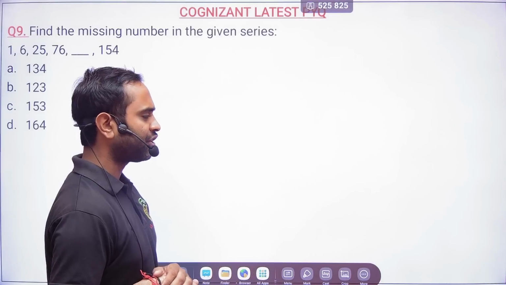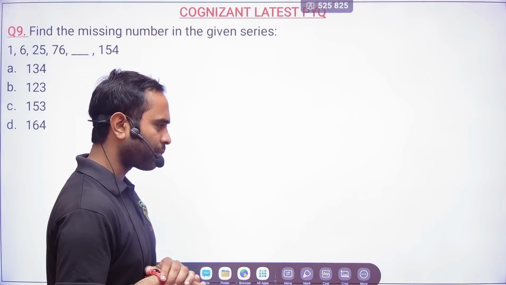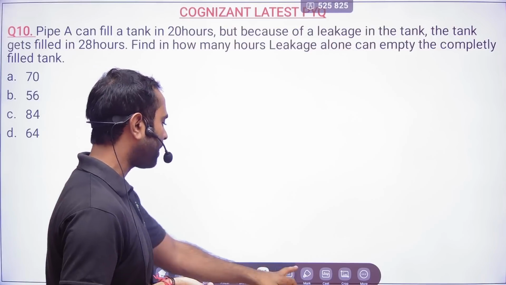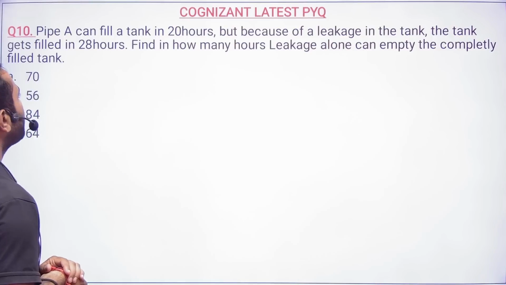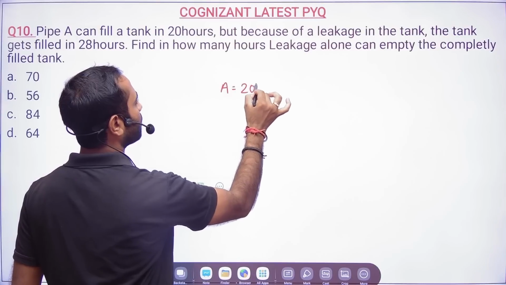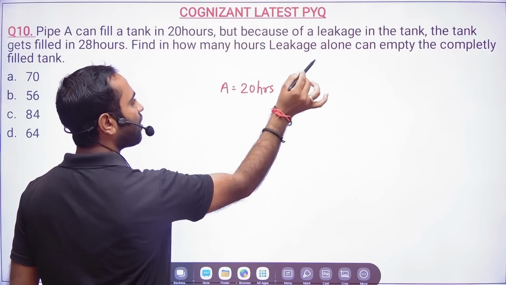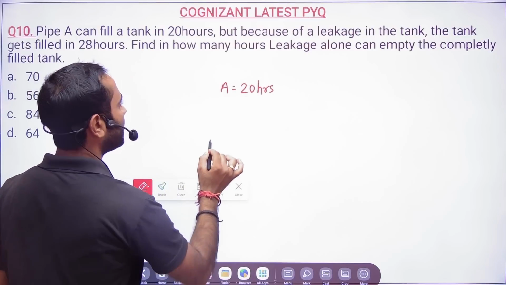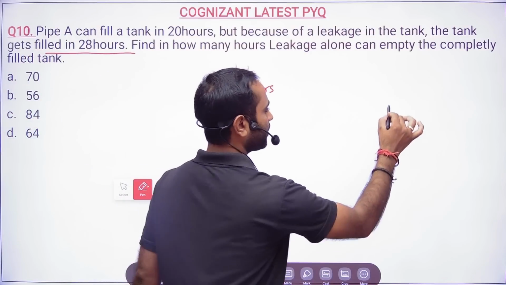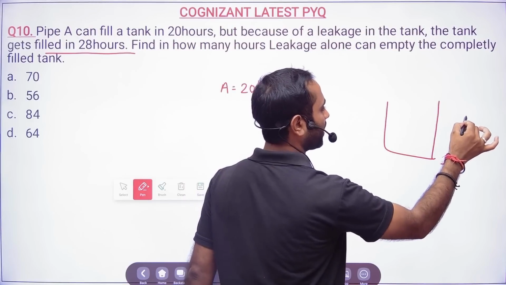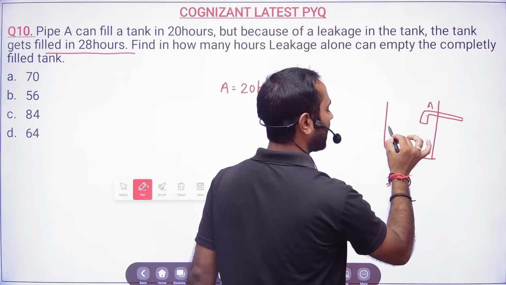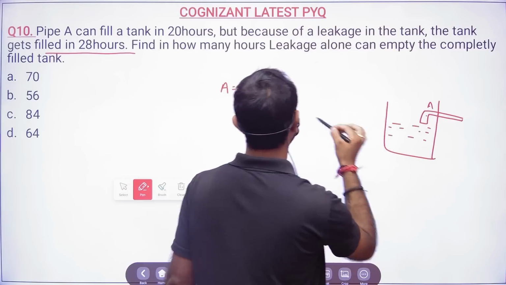Now next, friends, the next question is from the topic pipes and cisterns. So pipe A can fill a tank in 20 hours, but because of leakage in the tank, the tank gets filled in 28 hours. Now, friends, there is a pipe here. So this pipe A can fill the tank in 20 hours, okay? That I have mentioned here.